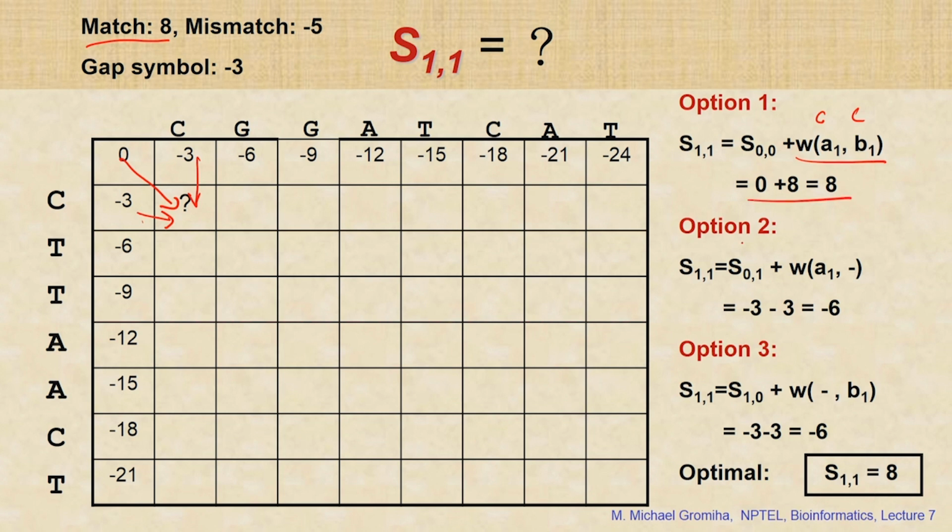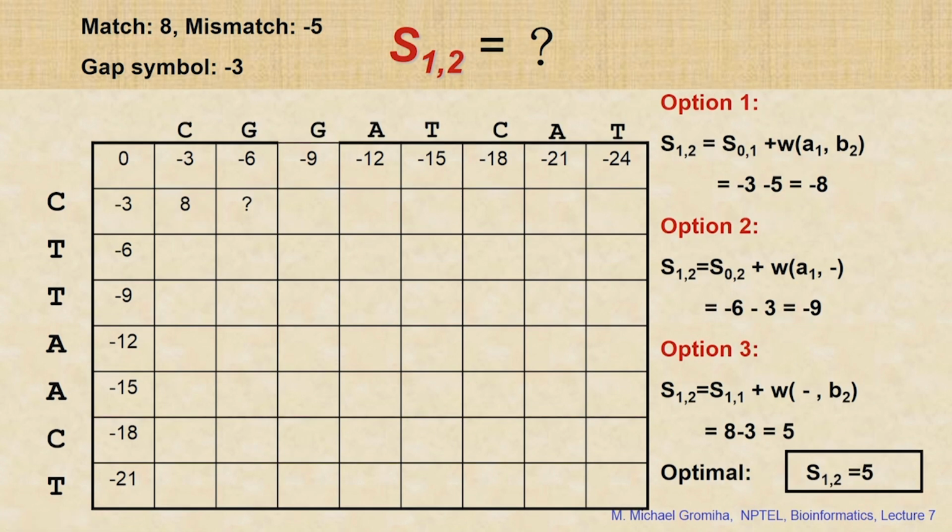Then option 2, we go from S11 that is equal to S01 plus weight of A1 comma gap. If you do this, this is minus 3, so put another minus 3, so this will be minus 6. Then option 3, we go this 1 comma 0 and with the gap in the first term and the B1. So, if you see this gap, this is minus 3, so again it is minus 3, this will be minus 6. Now, compare these 3, one is 8, one is minus 6, one is minus 6, which one is the maximum? 8.